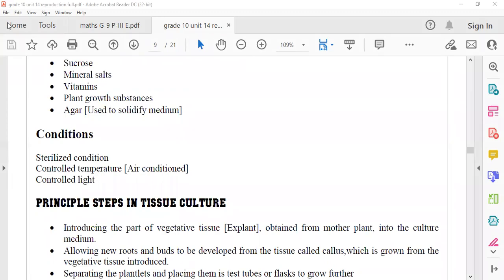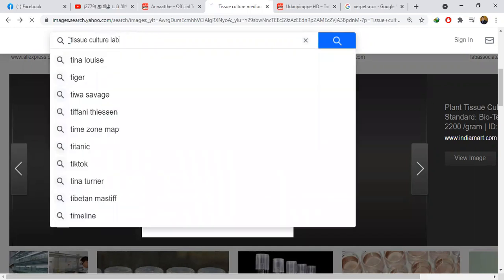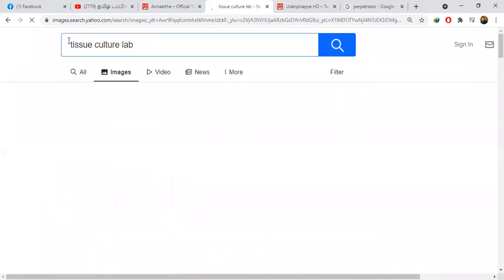I will show you here a tissue culture lab. There's nothing much to see in a tissue culture lab. Just for your idea, I'm showing you the tissue culture lab.